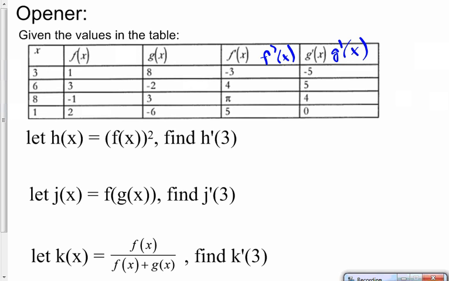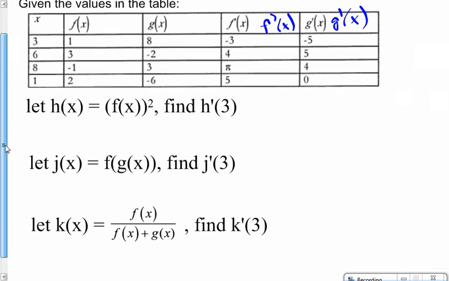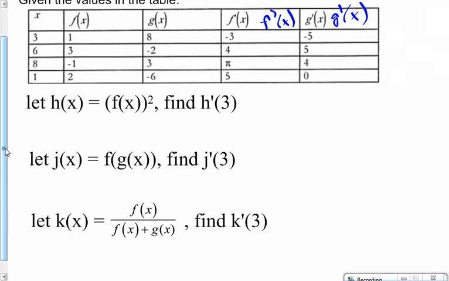As far as the class opener goes, I'll talk you through the notation and what it looks like for doing derivatives of compositions here. So this connects a little bit to what we did yesterday. Want to just give you a feel for what it looks like. The first function, h of x, is some sort of function squared. Now, the first thing to know with chain rule is to recognize that you've got a composition of functions.